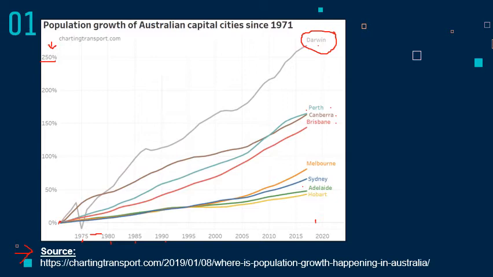Now let's look at this one with Darwin here. Darwin's a little bit different because it goes up here and then suddenly it drops down very quickly in 1975. Now you might be like, what happened in that year? Why did the population just stop growing in that year all of a sudden? And then again, it kicked up again in the 1980s.